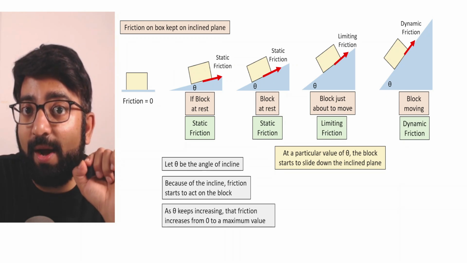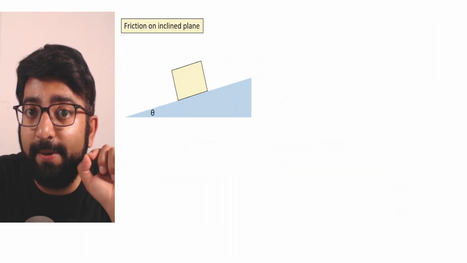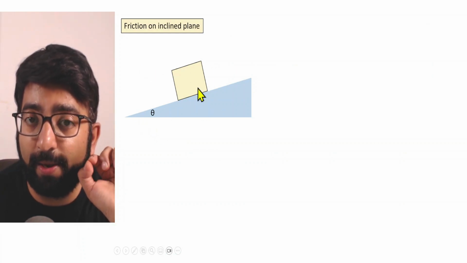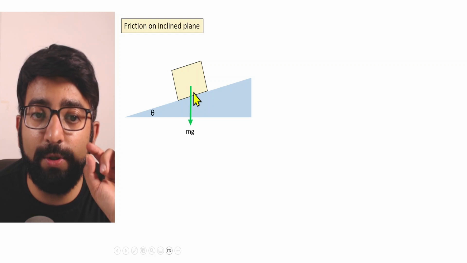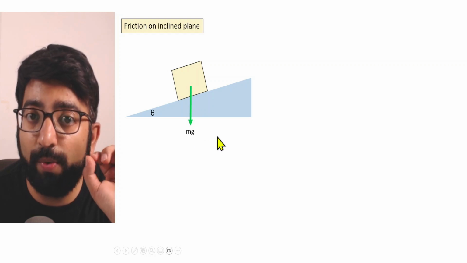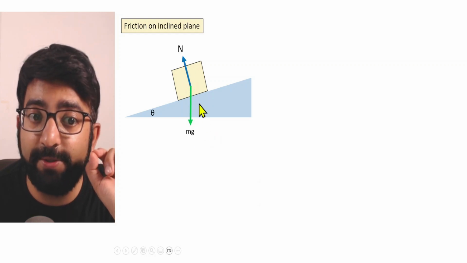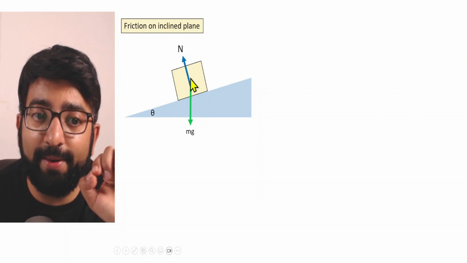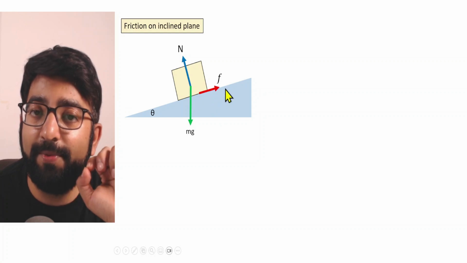And now let us discuss how the friction value actually varies dependent on the angle of incline theta. Step 1 is to draw the free body diagram of the block. First force acting on the block is mg, weight acting downwards. Then we have normal reaction which is acting perpendicular to the incline. And since the block has a tendency to slide down the incline, friction will act up the incline.